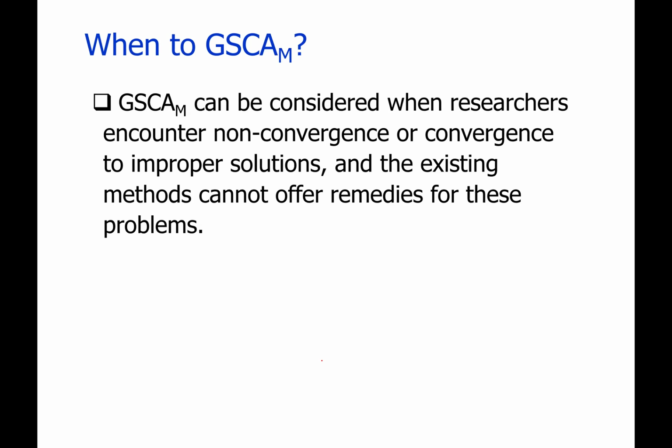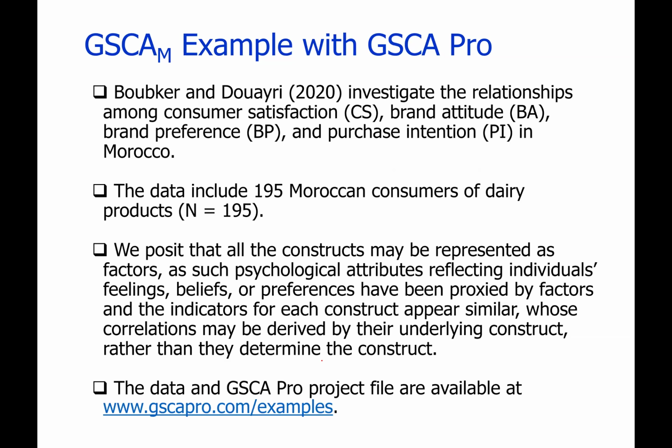But there might be some cases where you have a very serious non-convergence issue or improper solutions that may not be dealt with by the existing factor-based methods. In those cases, you may consider using GSCA, but in most cases in practice, I don't see the benefits of using GSCA for estimating factor-based models. But then why do I explain GSCA? Because GSCA is a very important part of another method, which is IGSCA. Okay, so anyway, I'm going to show how to apply GSCA for the factor-based model using the software.